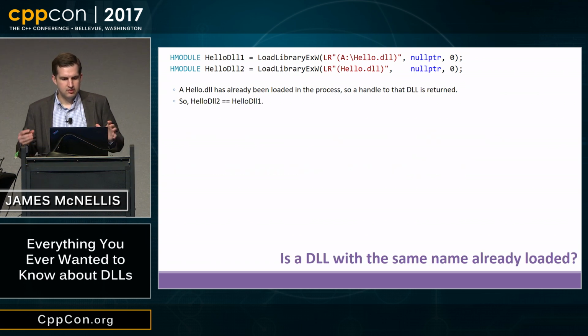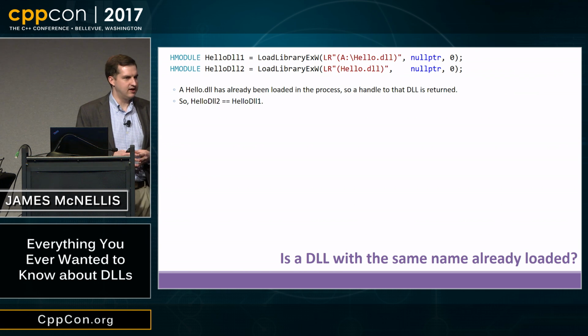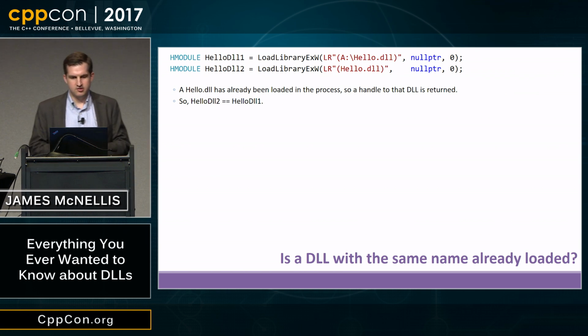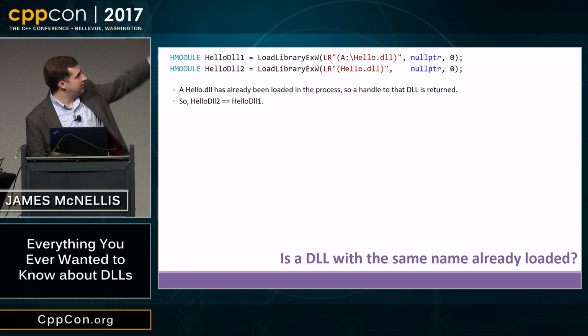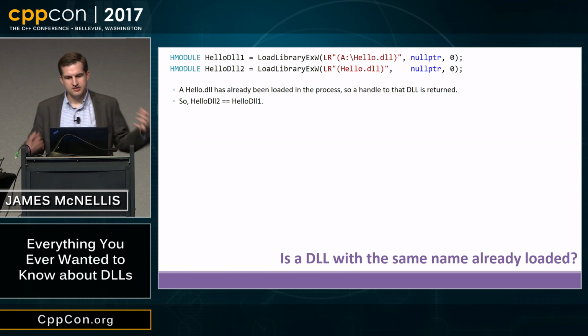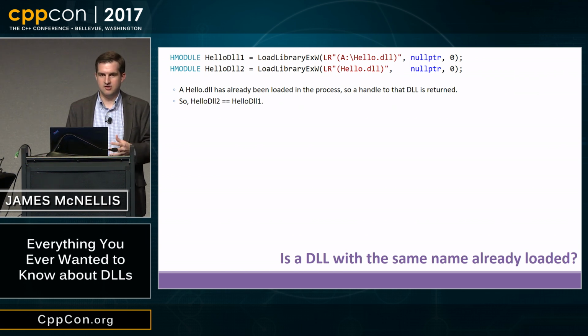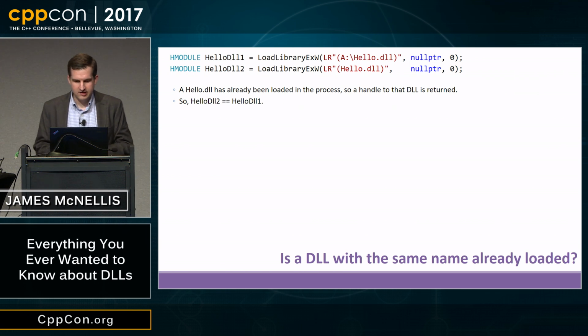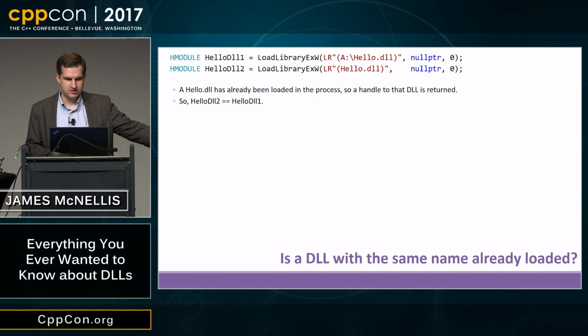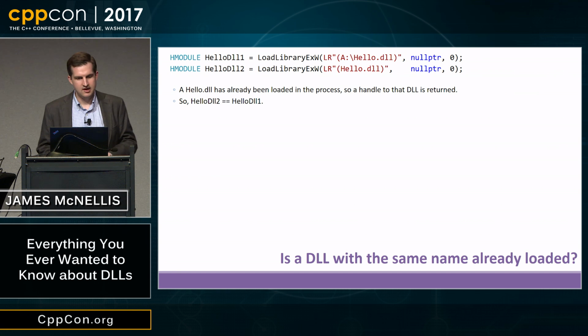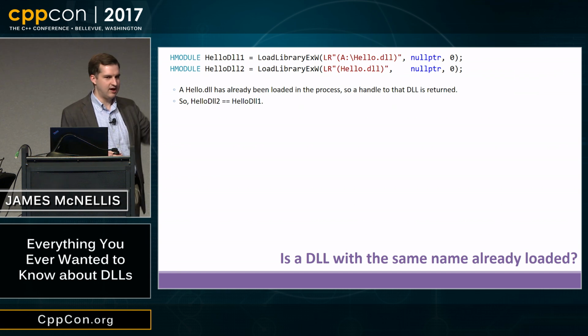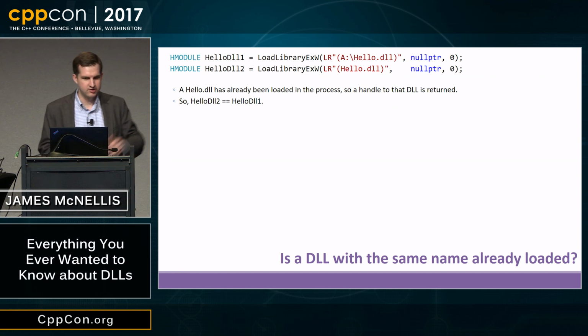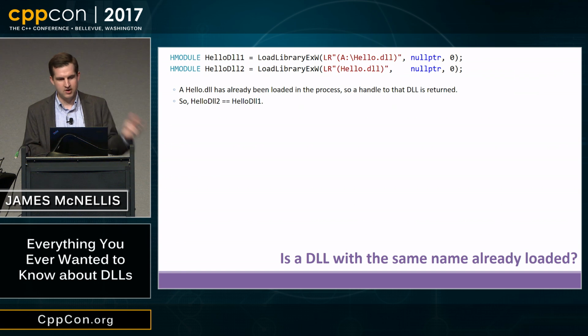So then, after that, if we haven't passed it an absolute path, so here we've called LoadLibrary for the absolute path hello.dll. It's gotten loaded. The second time we call LoadLibrary on hello.dll with no path, the loader is going to say, is there already a DLL with that name loaded? In this case, yes. And so it's going to say, I assume that's the DLL you're looking for, and I'm going to return the handle to that. So here, hello DLL1 and hello DLL2 are the same.